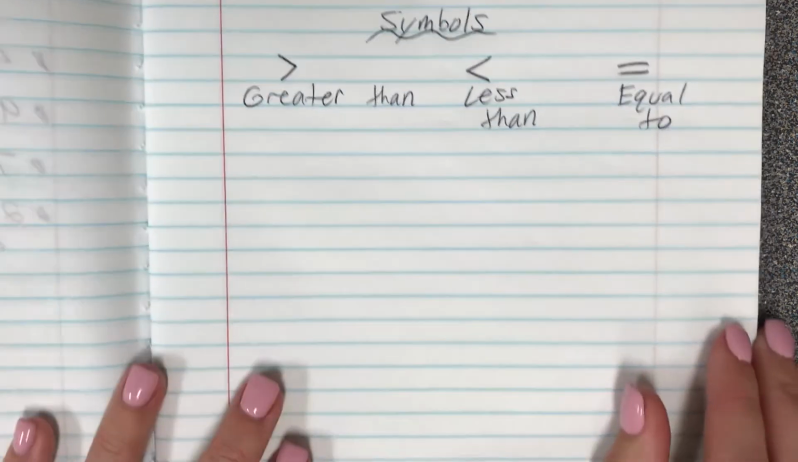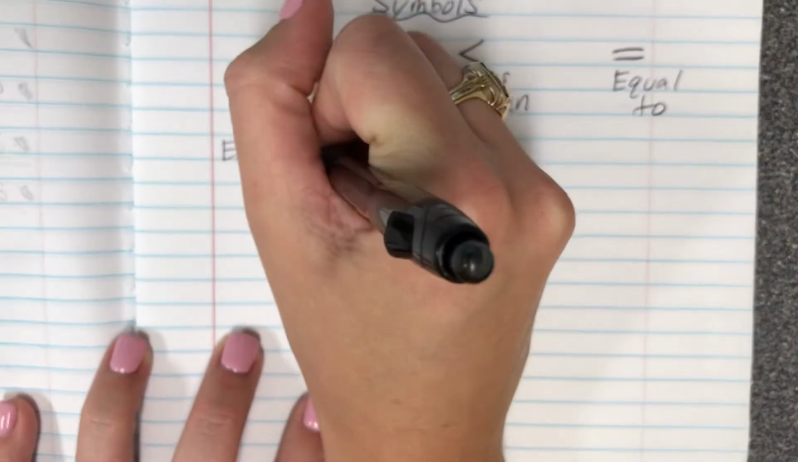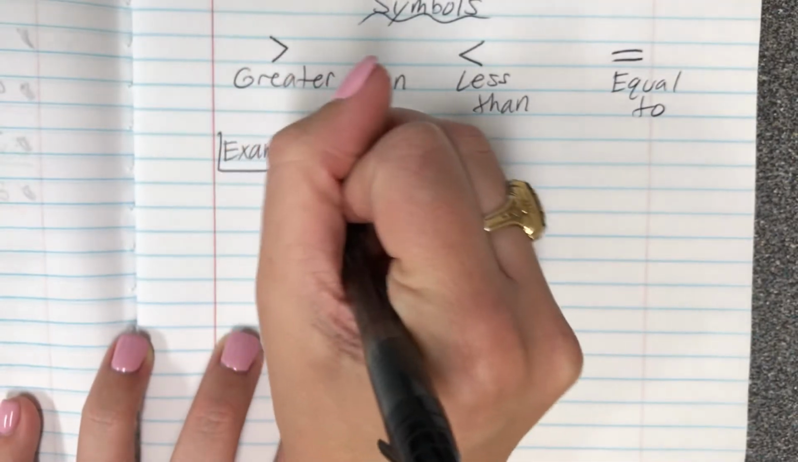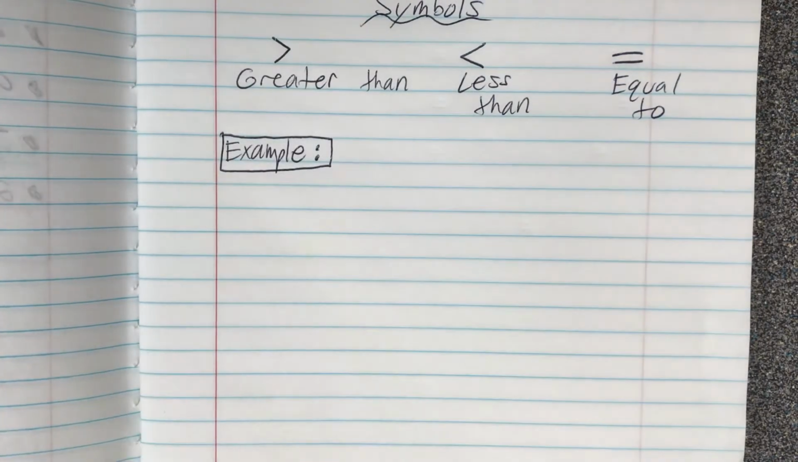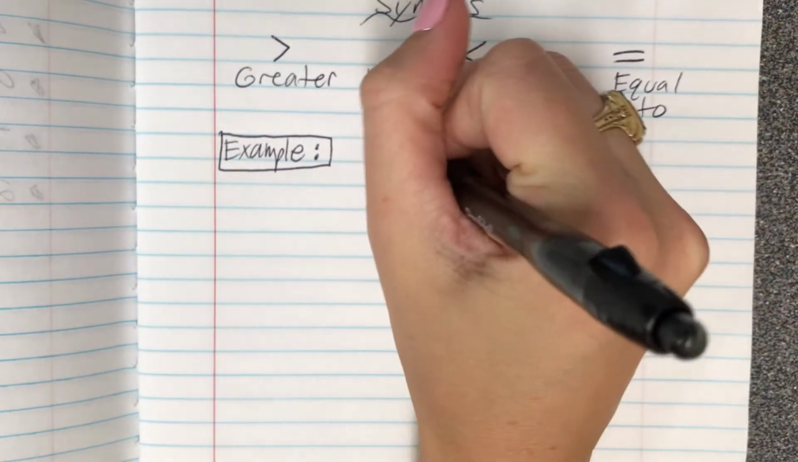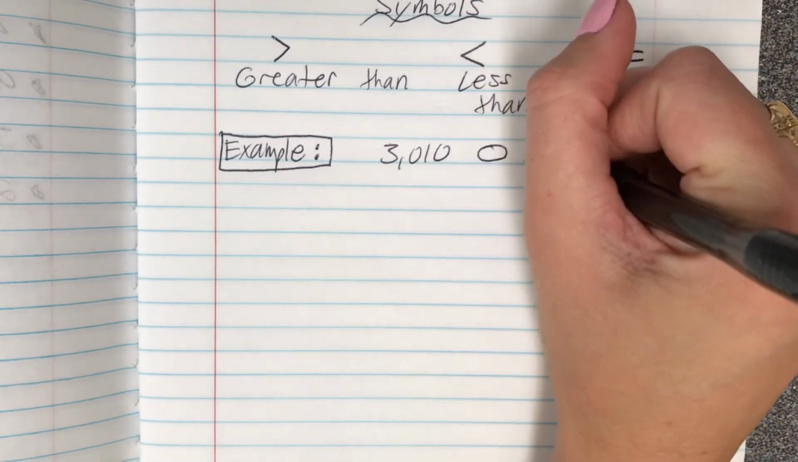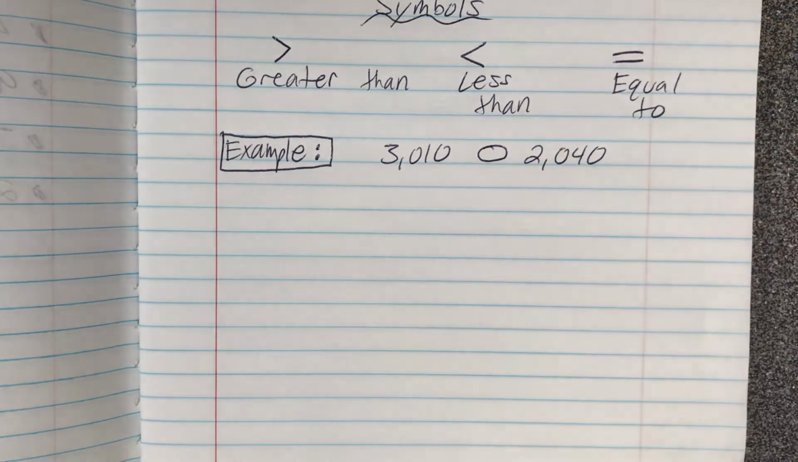Okay. So our first example, I'm going to put example over here, is going to be with our place value charts. However, with the place value charts, we're going to represent our numbers a little bit differently than what I think we'd be used to doing. And then we are going to look at a way that we know very well. So the first two numbers that we're going to compare are 3,010 compared to 2,040.